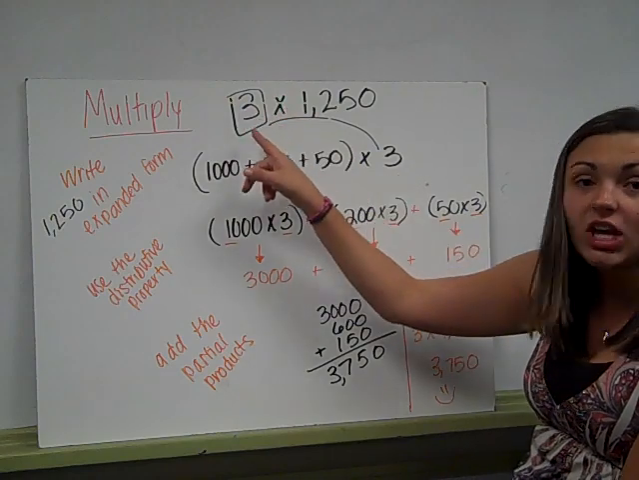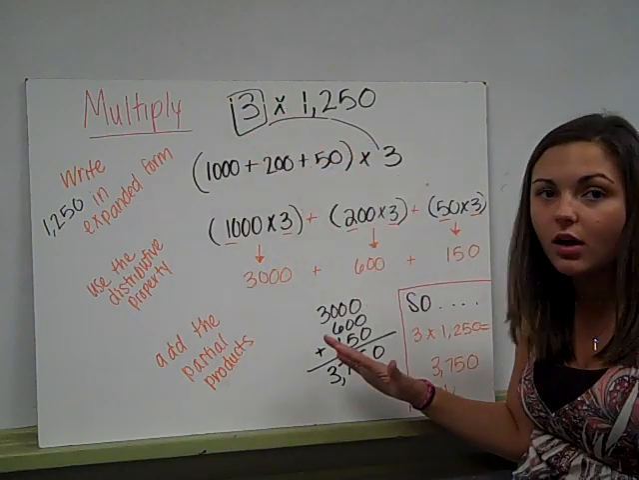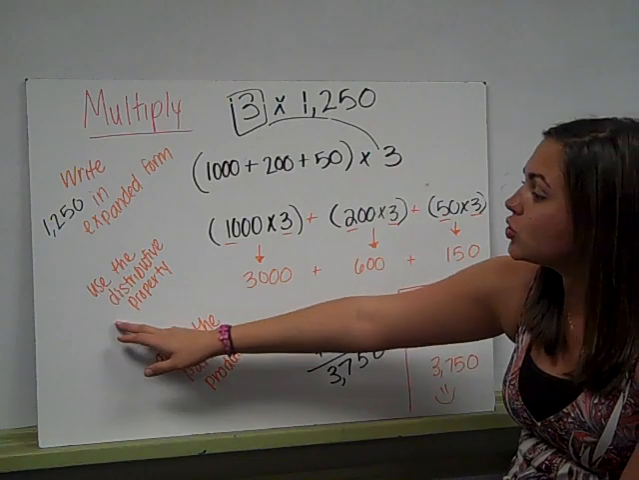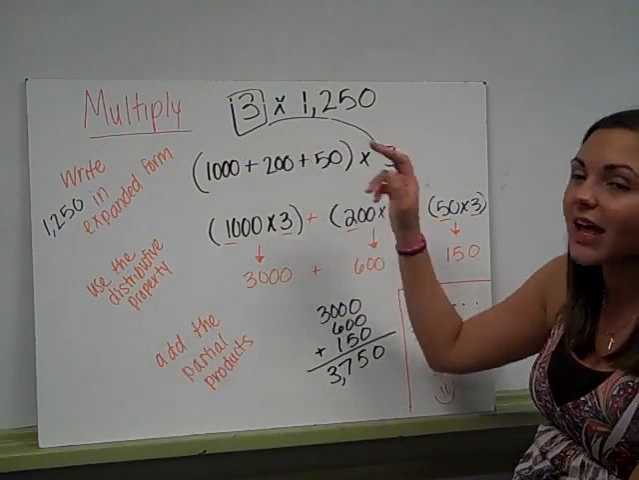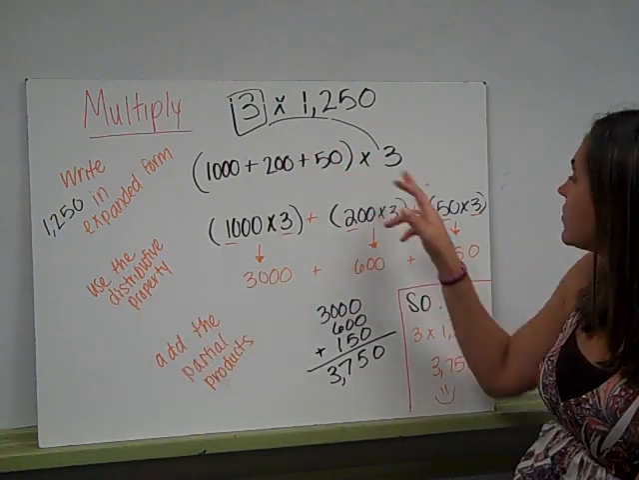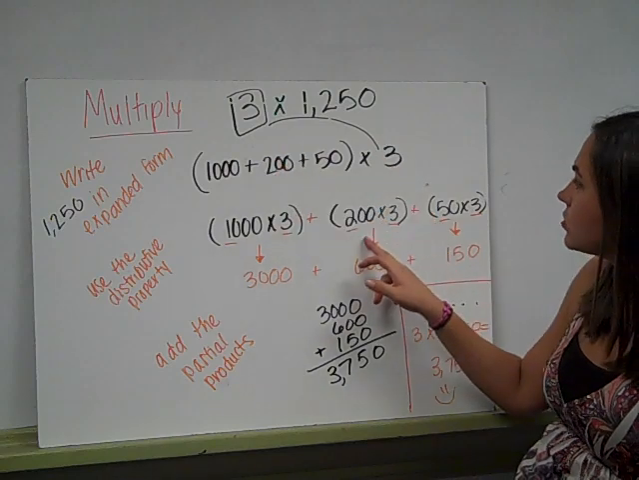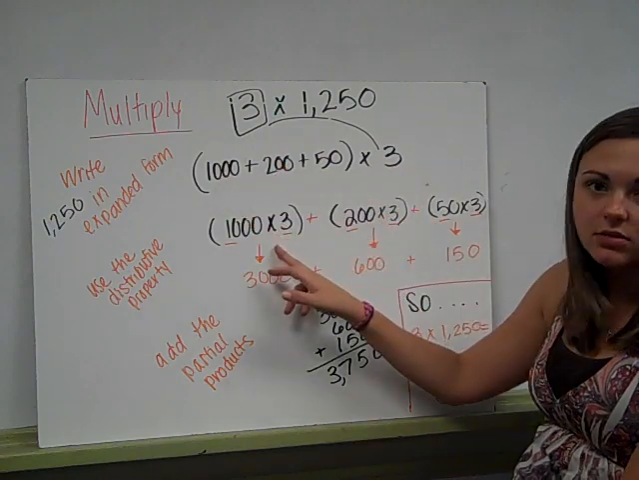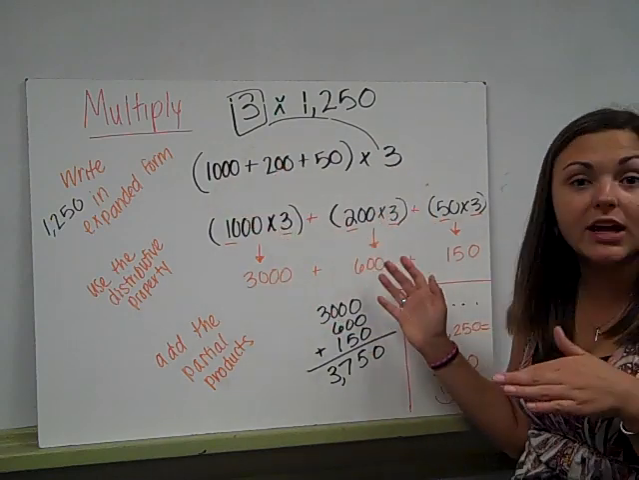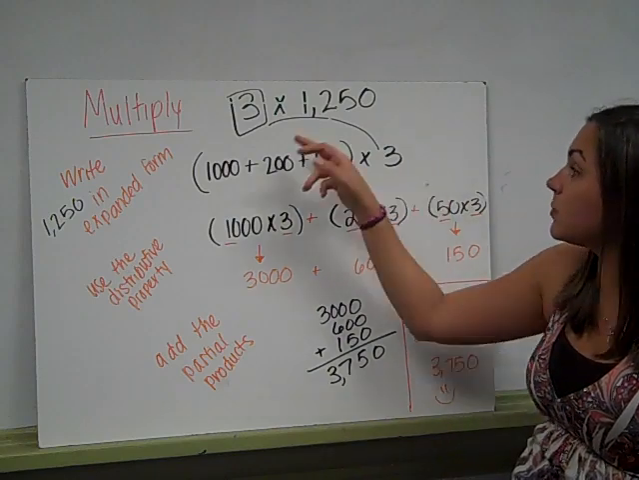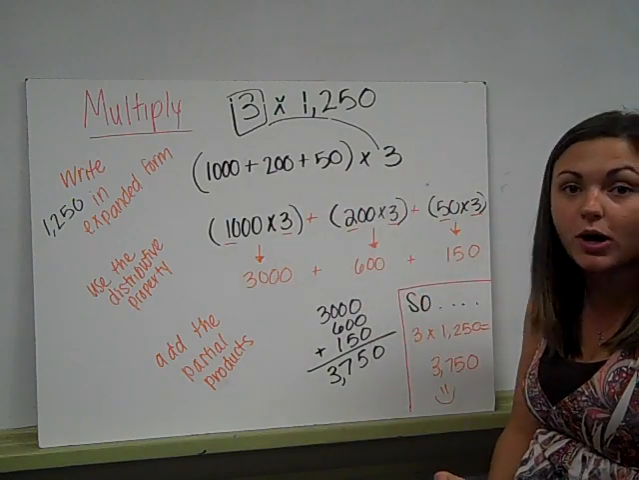Now my next step, take that 3. Remember, the 3 doesn't change. It stays the same. It doesn't get broken up. And I want you to use the distributive property and distribute that 3. So you're going to have 3 times 50, 3 times 200, 3 times 1,000. And you're going to multiply that 3 times each one of those partial products.